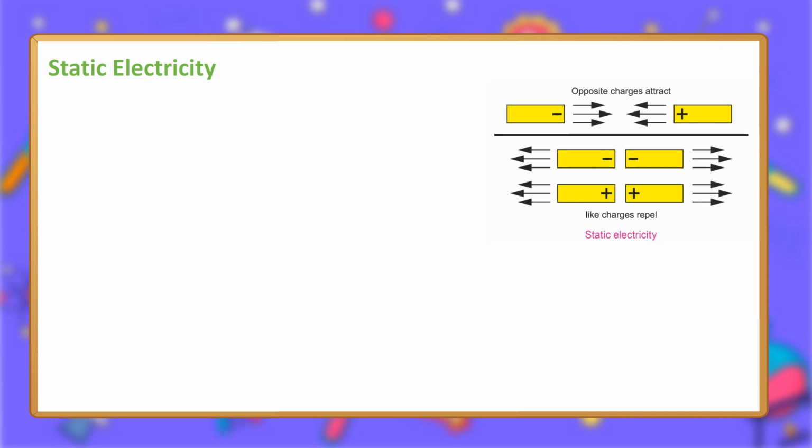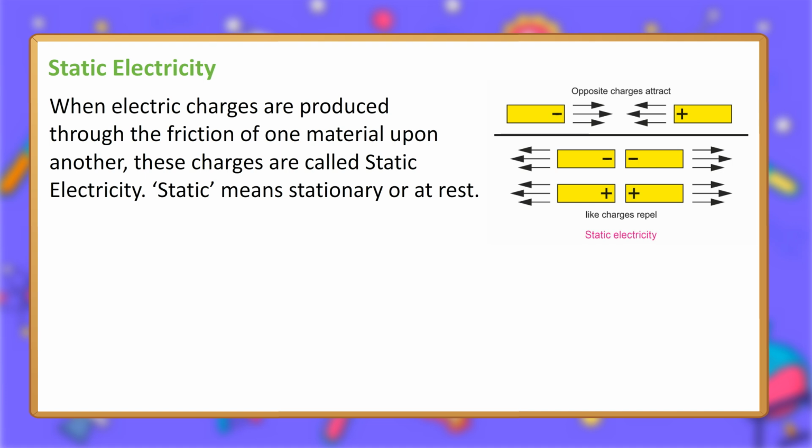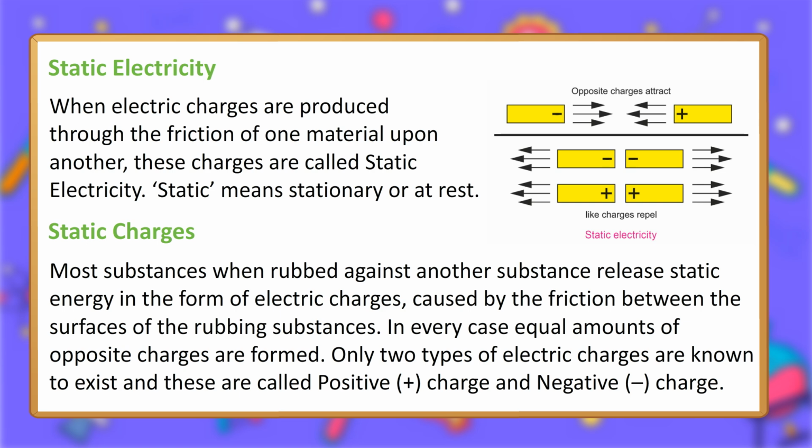Static electricity. When electric charges are produced through the friction of one material upon another, these charges are called static electricity. Static means stationary or at rest. Static charges. Most substances, when rubbed against another substance, release static energy in the form of electric charges, caused by the friction between the surfaces of the rubbing substances.